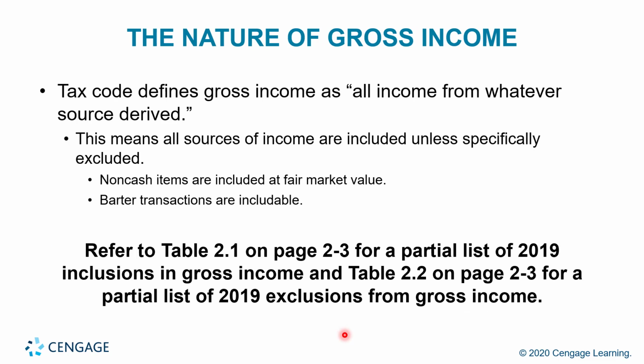And so the nature of gross income. The tax code defines gross income as all income from whatever source derived. And so this means all sources of income are included unless specifically excluded. Non-cash items are included at fair market value, and barter transactions are also includable. If you refer to Table 2.1 and 2.2 on page 2.3, they'll give you a partial list of 2019 inclusions in gross income and exclusions from gross income.